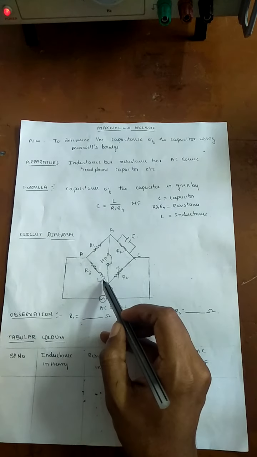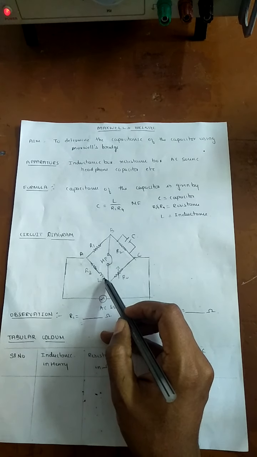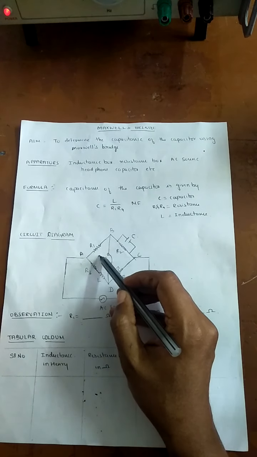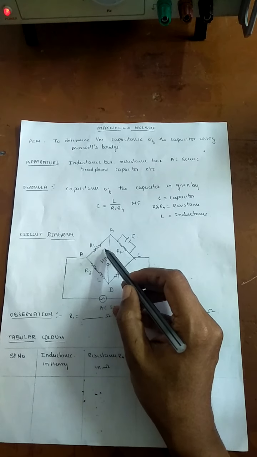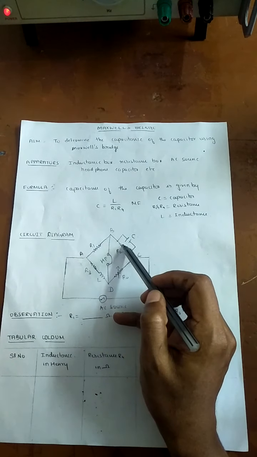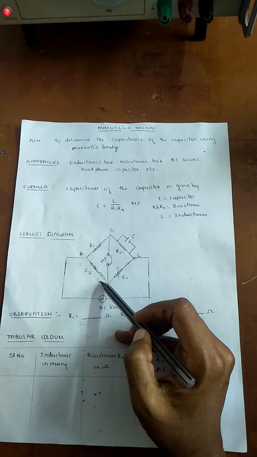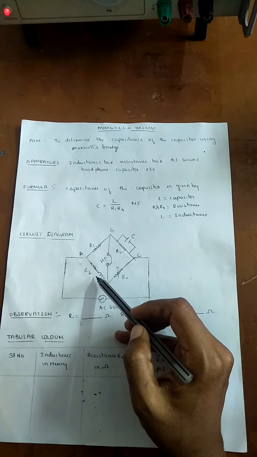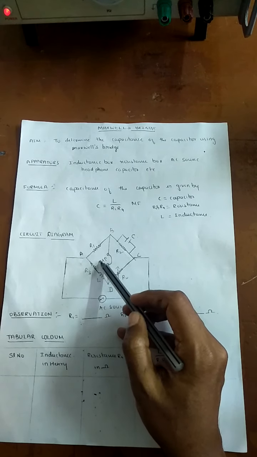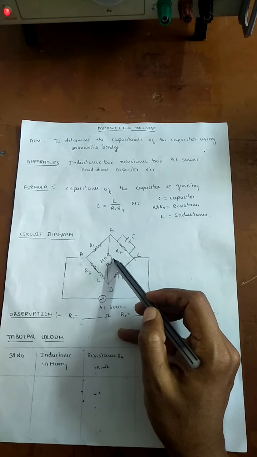When we fix the inductance at 0.1 Henry, then we'll hear the maximum sound in the headphones. Here R1, R2, R3 are fixed at 100 ohms. Then we fix the inductance at 0.1 Henry, and we'll hear the maximum sound in the headphones.